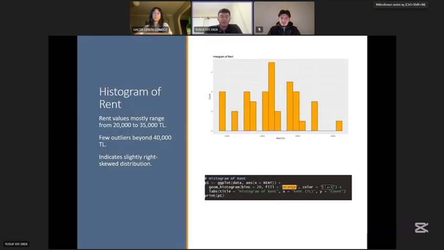To visualize the distribution of rent values, we generated a histogram. Most listings fall between 20,000 and 35,000, with a few outliers beyond 40,000. This creates a slightly right-skewed shape, which is typical in real estate markets where a few luxury properties inflate the upper end.